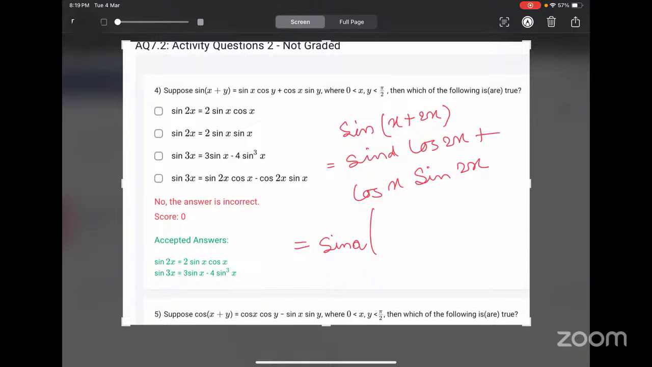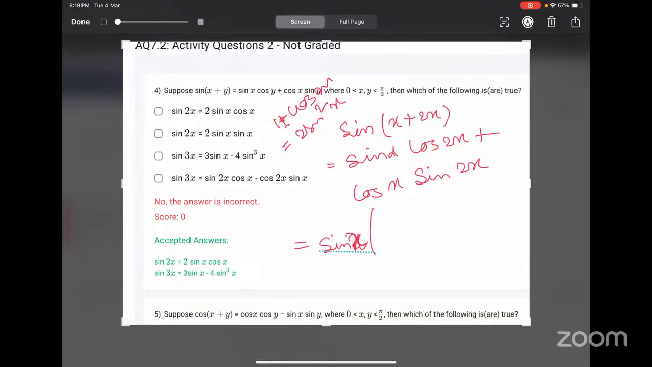I don't know cos 2x. That is where I don't understand. 1 minus 2 sine square x. I think there will be a half also. So 1 minus cos 2x is equal to 2 sine square x, right? It was a formula, right? 1 minus cos 2x is equal to 2 sin square x, right?